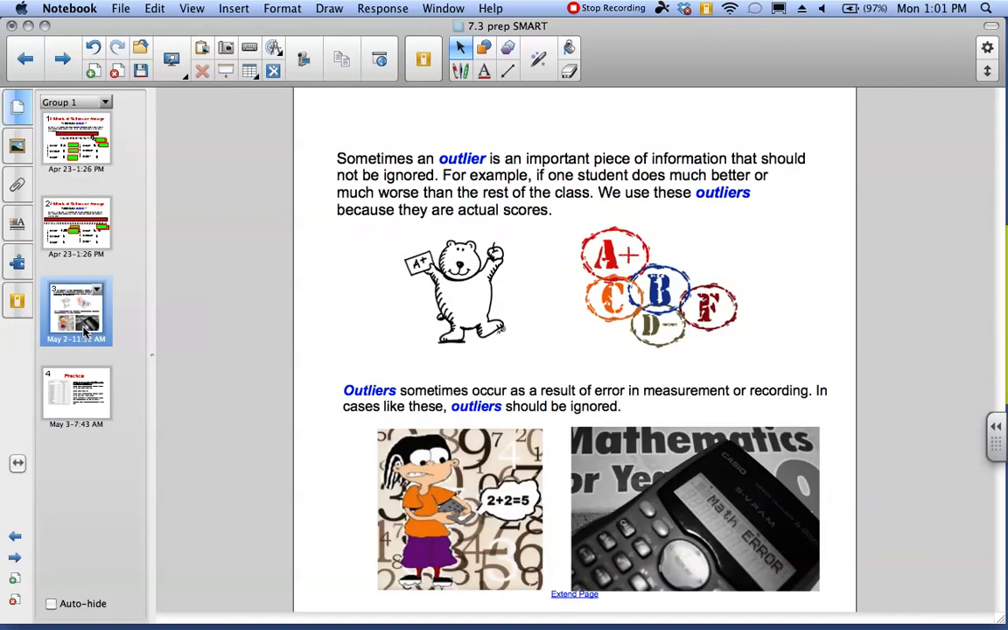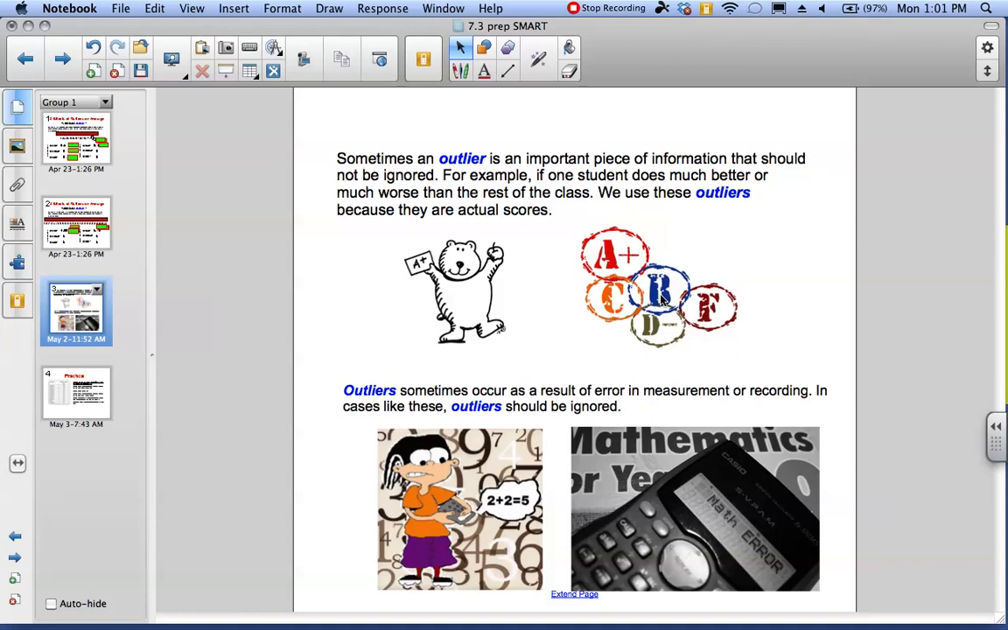Okay? So sometimes an outlier is an important piece of information that should not be ignored. For example, if one student does much better or much worse than the rest of the class on a test or an exam or an assignment, that can still be an outlier, but it is an important piece of information that should not be ignored. We use these outliers because they are actual scores. That is something that somebody actually got.